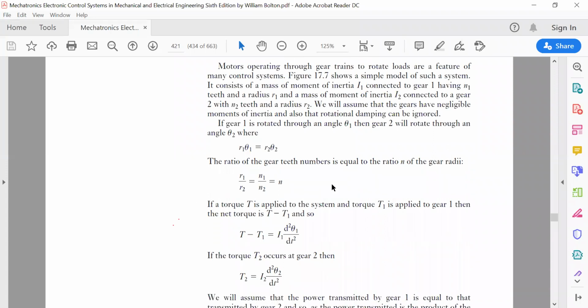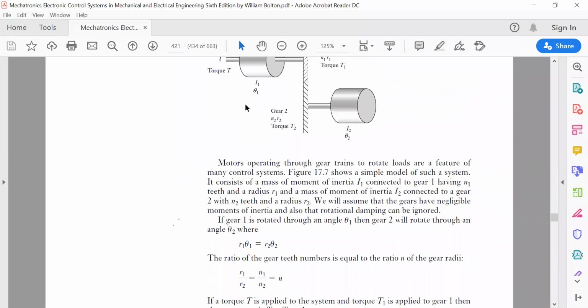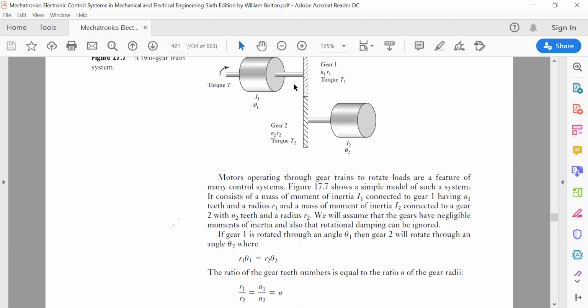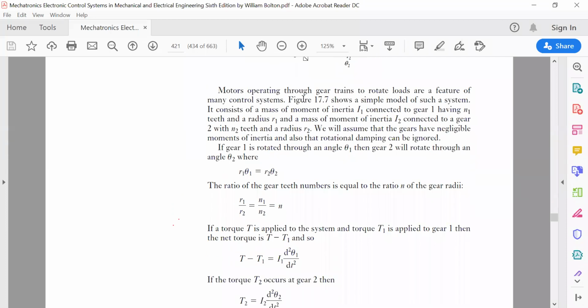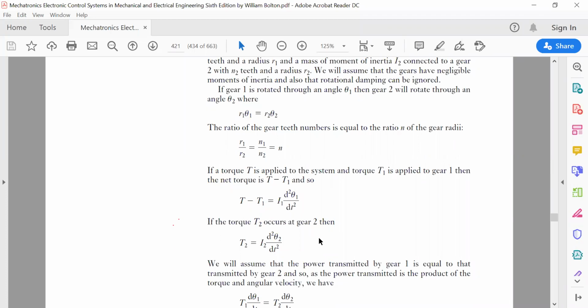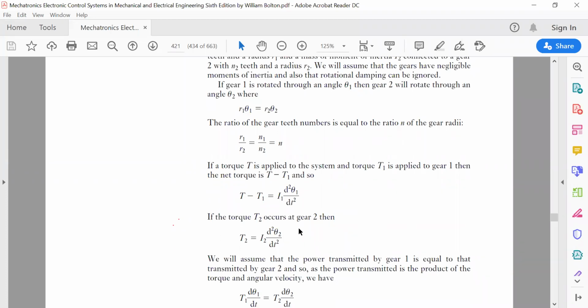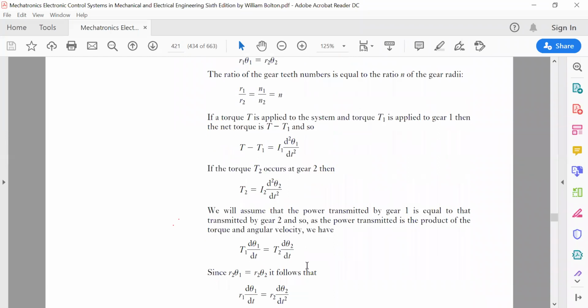If a torque T is applied to the system and torque T1 is applied to gear 1, then the net torque absorbed by gear 1 would be T minus T1, which is equal to I1 d2theta1/dt2. This is nothing but I into alpha, which we have already derived previously. Now the second gear is getting the torque out of the shaft, which is available at the second gear, equal to T2. And this is nothing but I2 d2theta2/dt2.